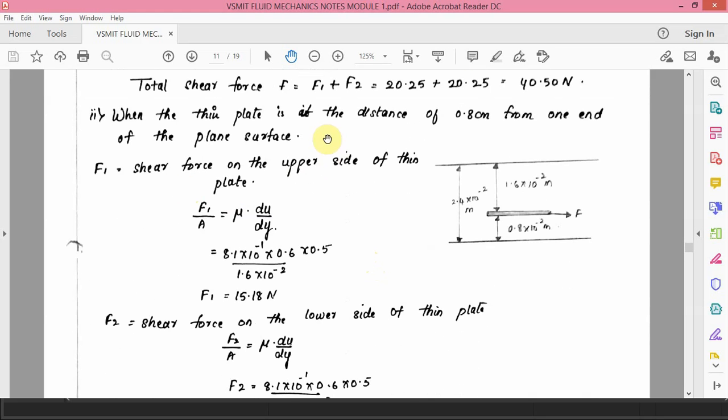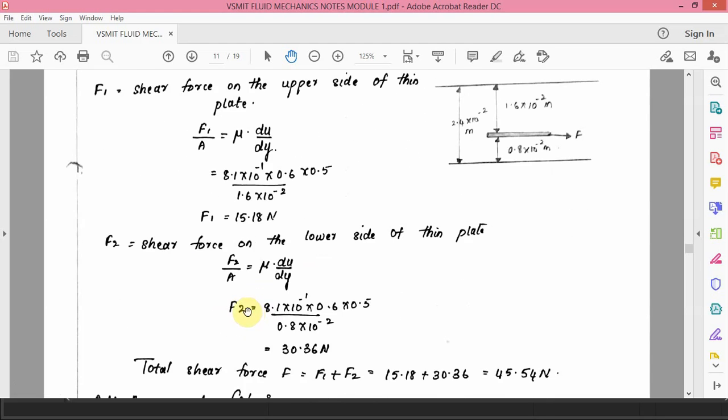Similarly, when the thin plate is at a distance of 0.8 centimeter from one surface, F1 is the shear force on the upper side of the thin plate. That is F1 upon A is equal to mu into du by dy, that is 8.1 into 10 raised to minus 1 into 0.6 into 0.5 divided by 1.6 into 10 raised to minus 2. Therefore, F1 is equal to 15.18 Newton.